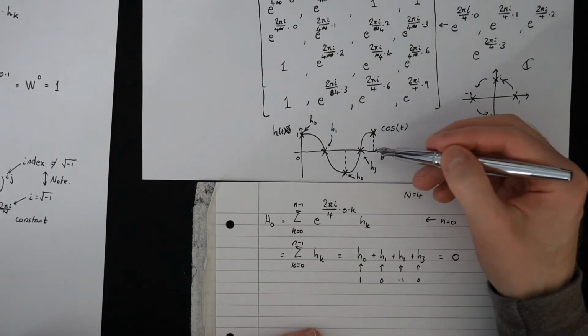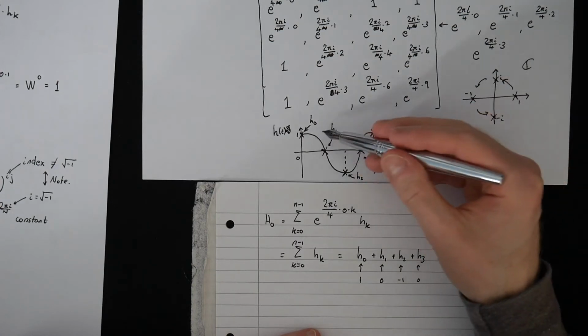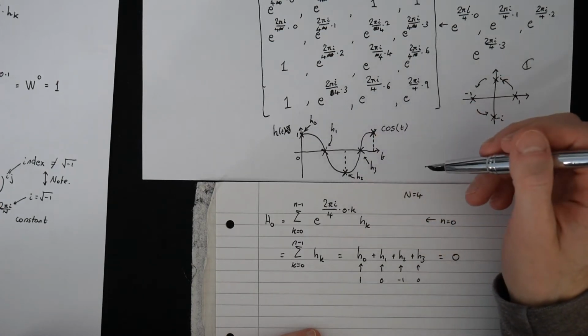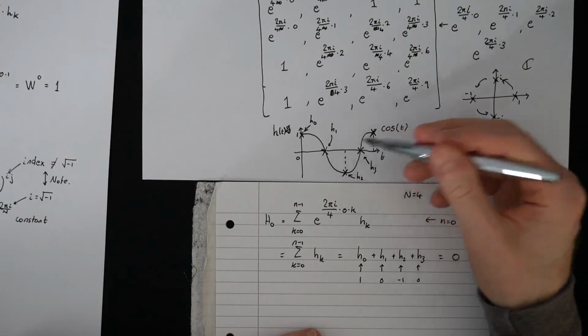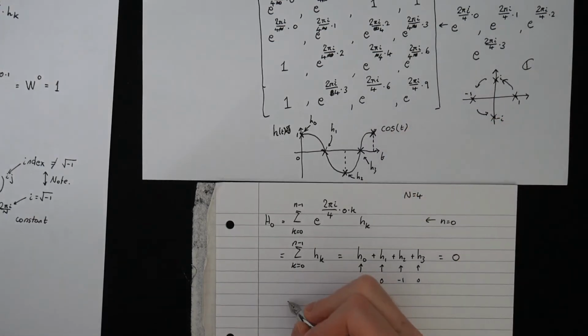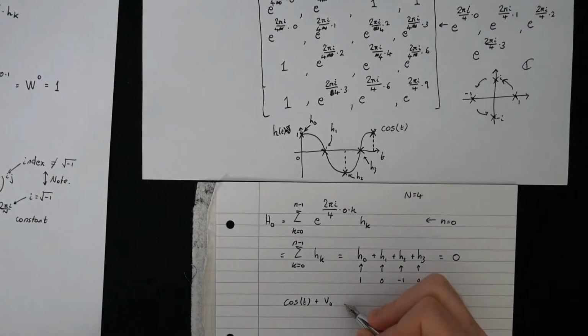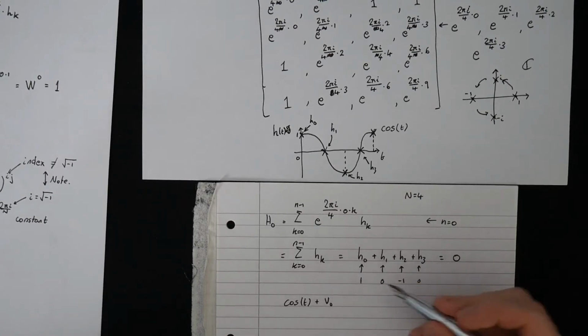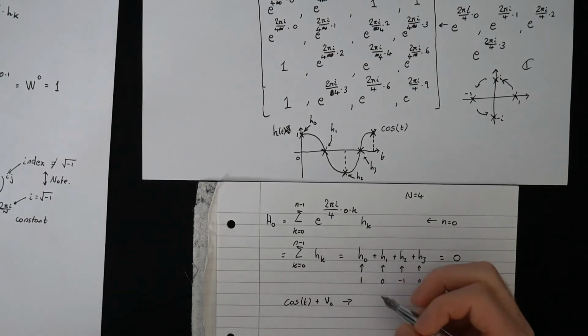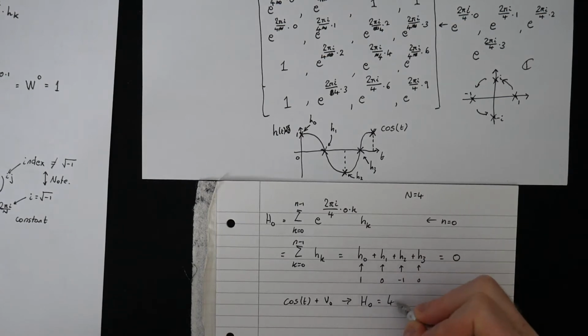Now if you have something that's not cosine, you have something that has a DC component, let's say cos of t plus, I'll call it V0. Imagine it was some electronics thing, an electronic signal, an analog wave of some kind. Then you would be adding on V0 for each of these, and you'd end up with H0 equals 4 V0. So it's not exactly an average, because the average would be V0, right? But you get the idea.